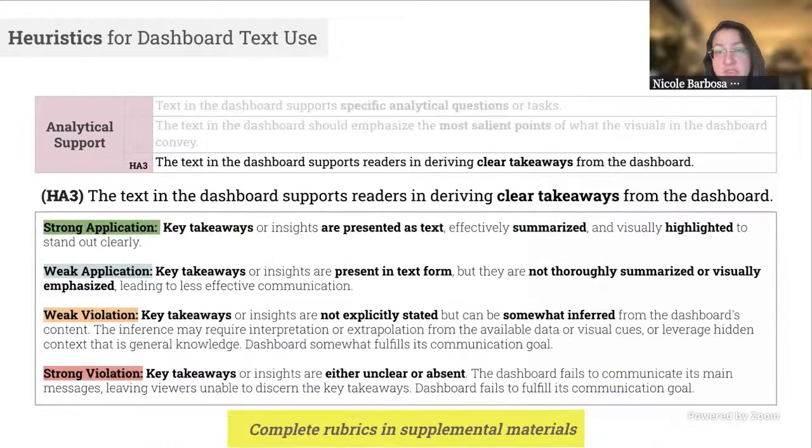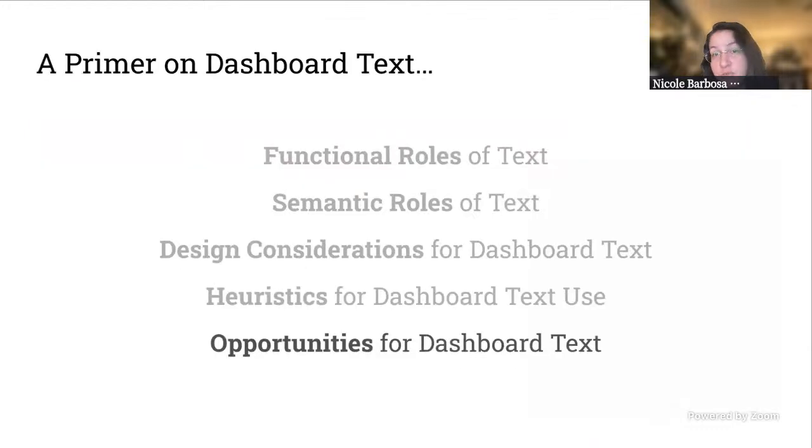But one thing that helped us a lot was crafting these detailed rubrics to more objectively assess each of the 12 heuristics. And this is yet another resource at your disposal. And last but not least, we reflect on opportunities for future research.